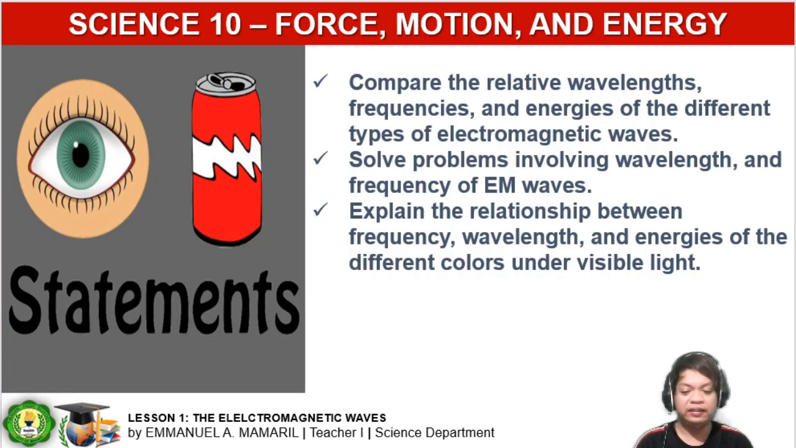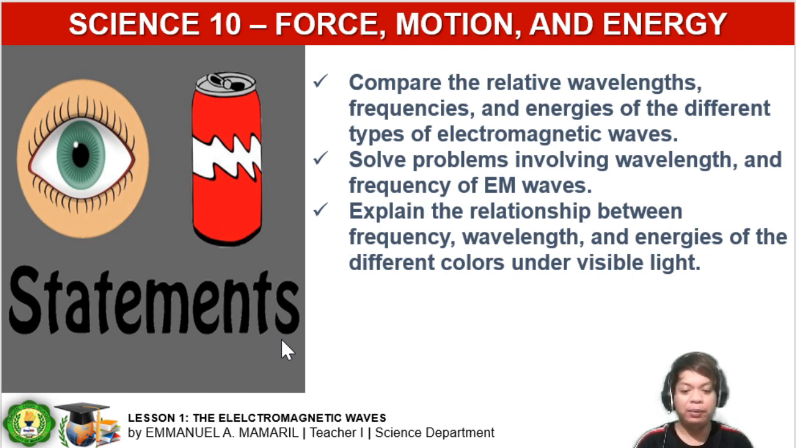So to begin with, let us have first our I can statement. As you can see here in the image, we have an I, and then a can, and the statement. So these are the objectives of our lesson. Our first I can statement: at the end of this lesson, I can compare the relative wavelengths, frequencies, and energies of the different types of electromagnetic waves. So we're going to be doing a lot of comparison between the wavelengths, the frequencies, and the energies. These are the properties of electromagnetic waves, no? So how are they related to one another? Ano ba yung kinalaman ng isa't isa sa bawat isa?